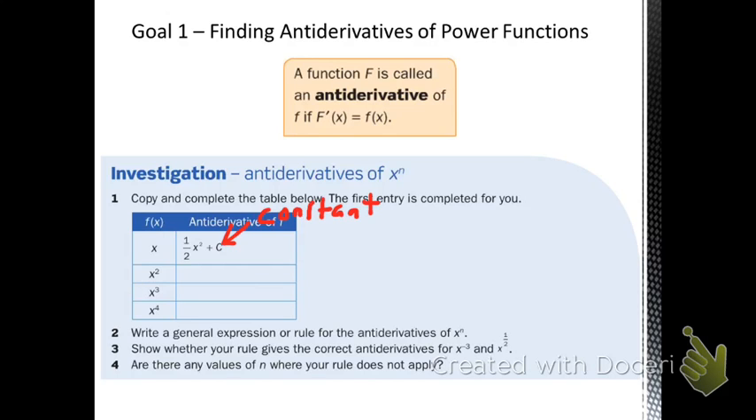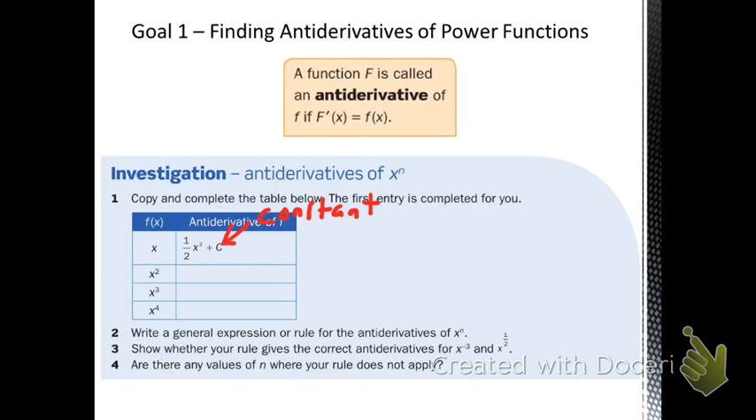It could have been plus 39,000, it could have been 0, who knows? Could have been anything. But you always put a plus c when you're trying to say what an antiderivative of a function is. So the way I want you to think about this is we're undoing what you would do when you differentiate. When you differentiate, you multiply the function by its exponent and then decrease the exponent by 1.